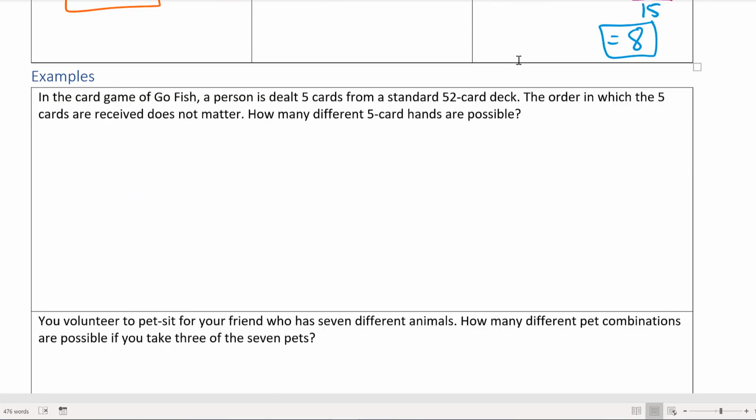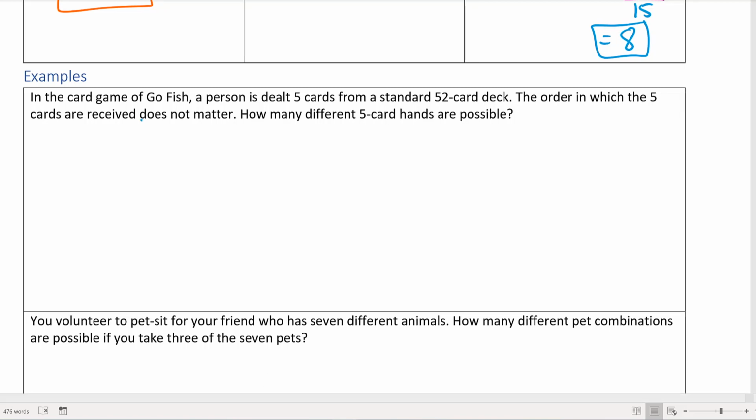Our next example, in the card game Go Fish, a person is dealt 5 cards from a standard 52 card deck. The order in which the 5 cards are received does not matter. How many different 5 card hands are possible? So because the order does not matter, this is telling me that this is a combination. I have n being 52 cards. I am choosing 5 cards out of that.